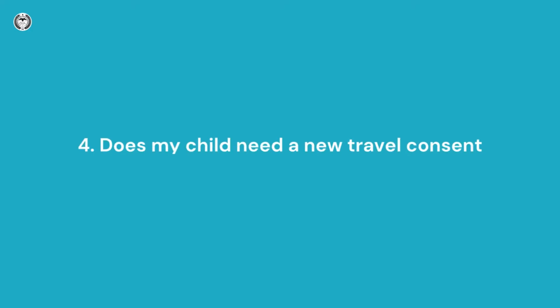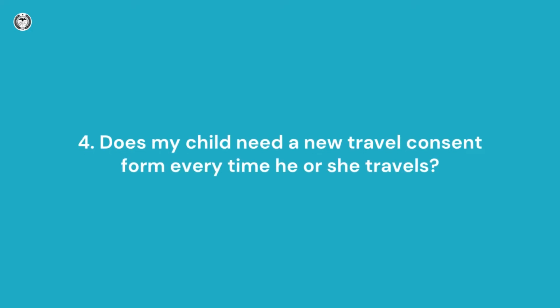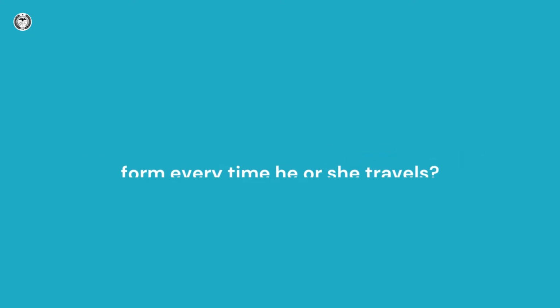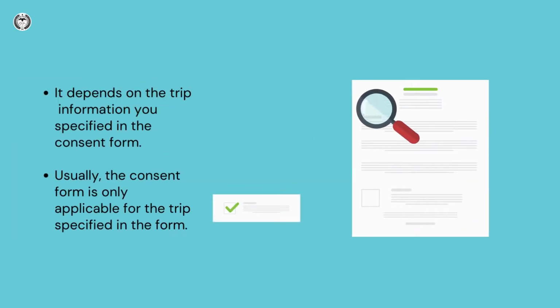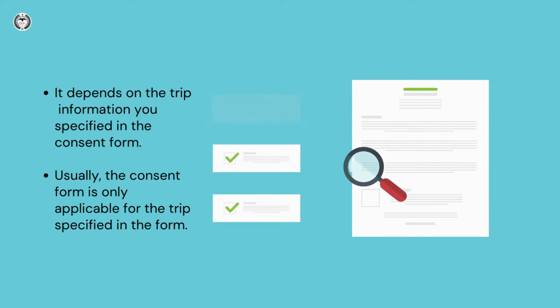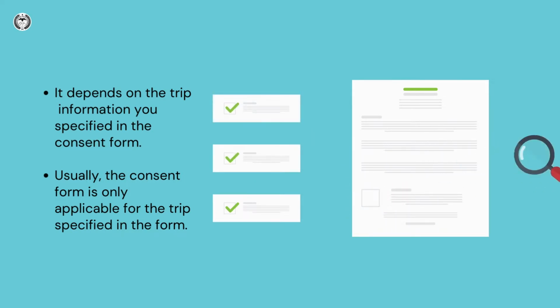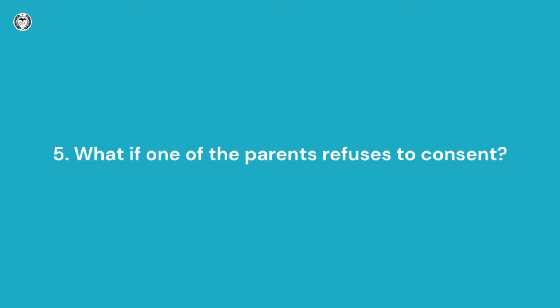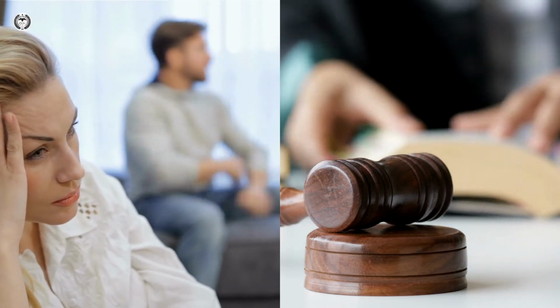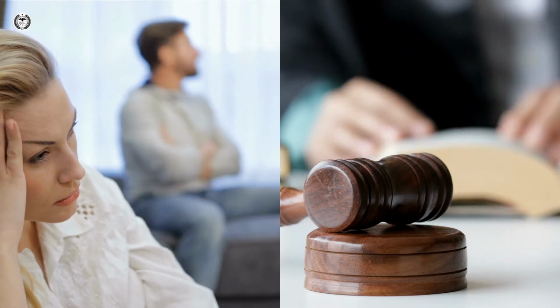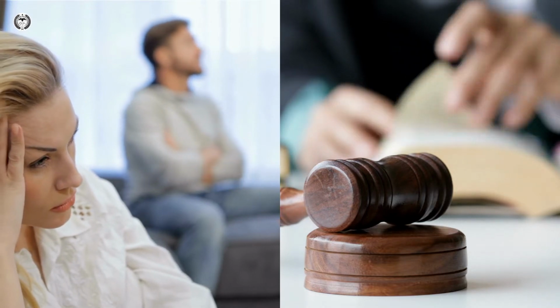Does my child need a new travel consent form every time he or she travels? It depends on the trip information you specified in the consent form. Usually, the consent form is only applicable for the trip specified in the form. What if one of the parents refuses to consent? If one parent is unable or unwilling to provide authorization for travel, the other parent can seek a court order granting permission for the child to travel.